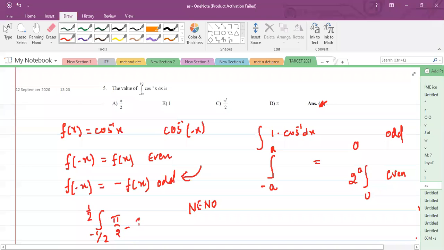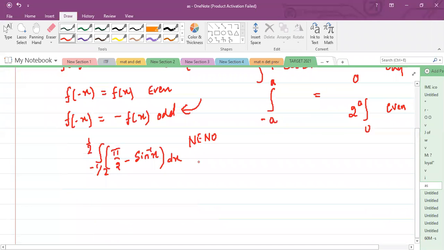Pi by 2 minus sine inverse x dx. Okay. Therefore, sine inverse x means you can split this one as the integral from minus 1 by 2 to 1 by 2 of pi by 2 dx. So in CET, one more thing is very important.